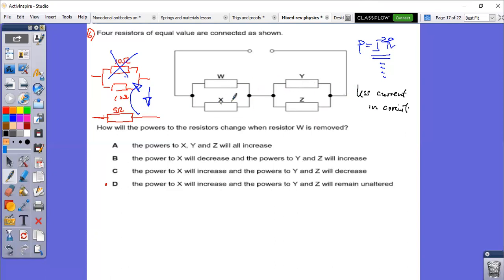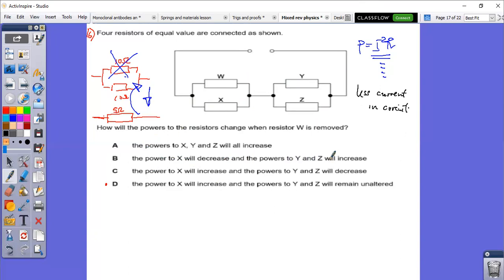Now, if I use this formula here, I squared R. Now the R is still the same. Now, what does it say here? Let's just look at this. The power to X will decrease and the powers to Y and Z will increase.